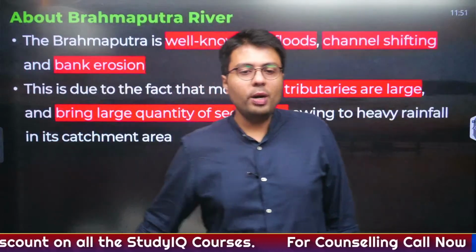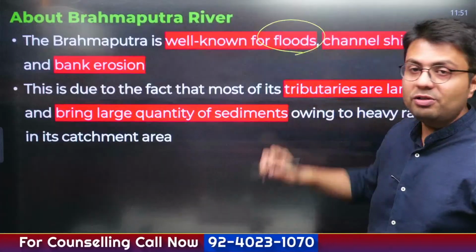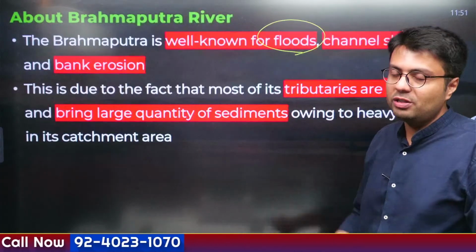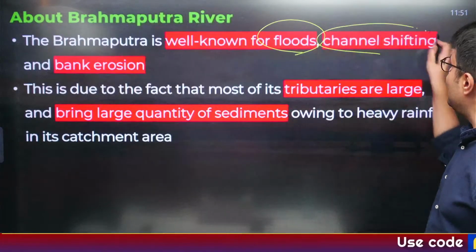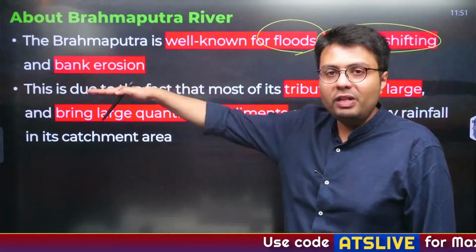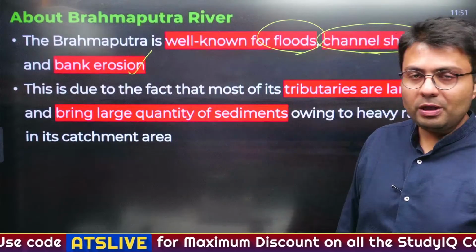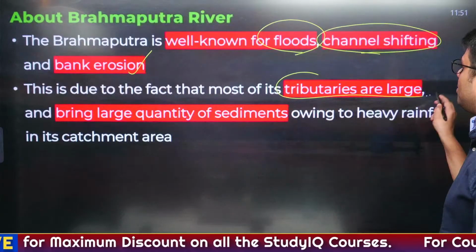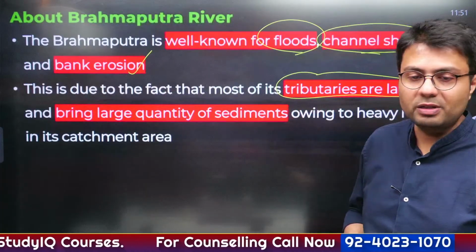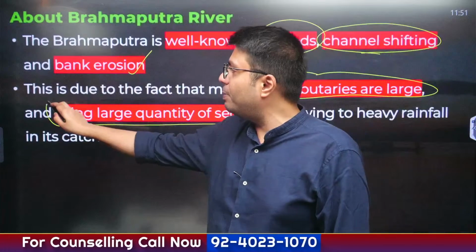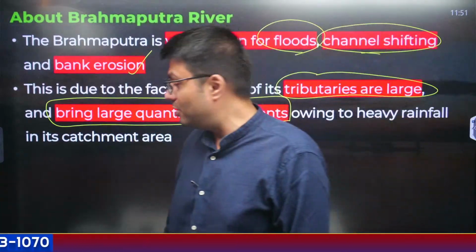Now, what you have to understand is that the Brahmaputra river is characterized by its very vigorous river flow. Therefore, it can cause floods, which is very prominent in the regions of Assam during the months of monsoon. It leads to channel shifting, and because of the high flow, it also leads to erosion of the banks. Now, the quality of the Brahmaputra river that you have to understand is that most of the tributaries which are providing waters to the Brahmaputra are themselves very large rivers, and therefore they do not just bring large quantities of water, but they also bring large quantities of sediments, right?